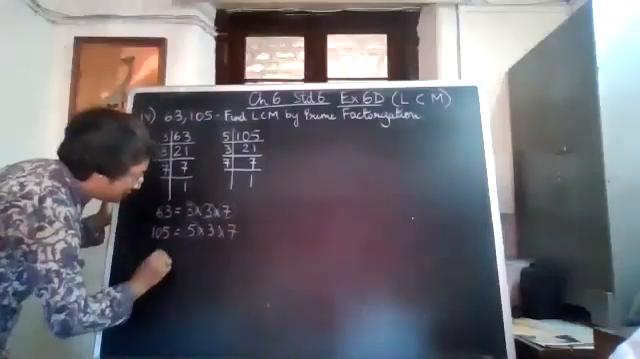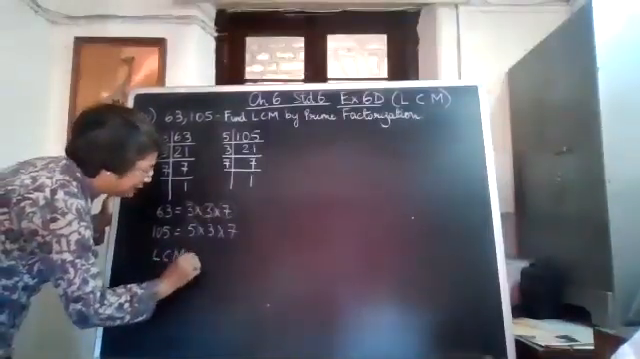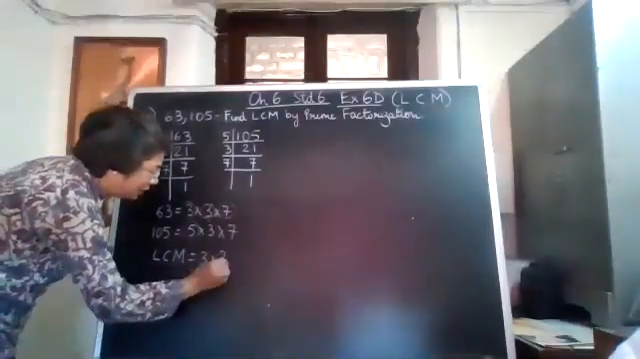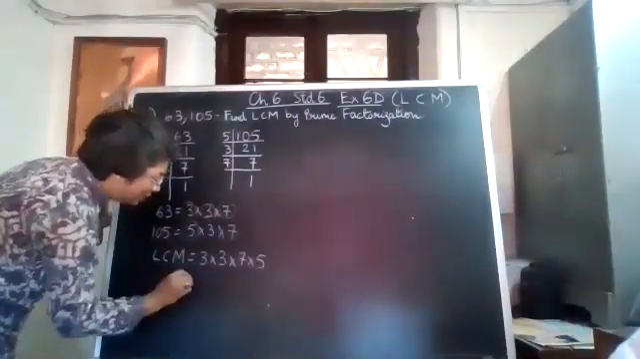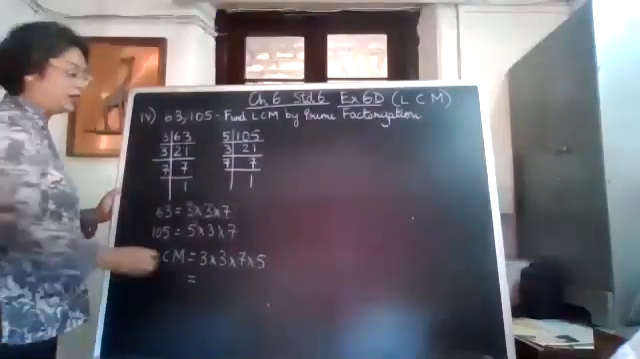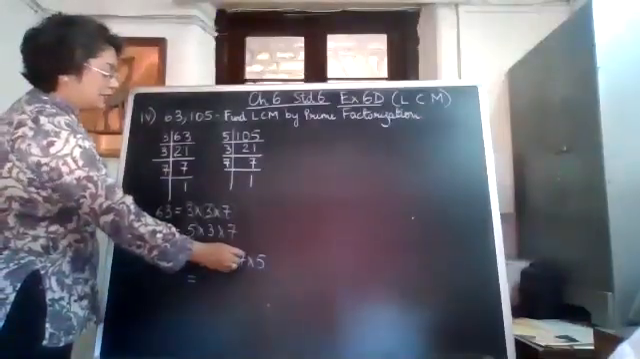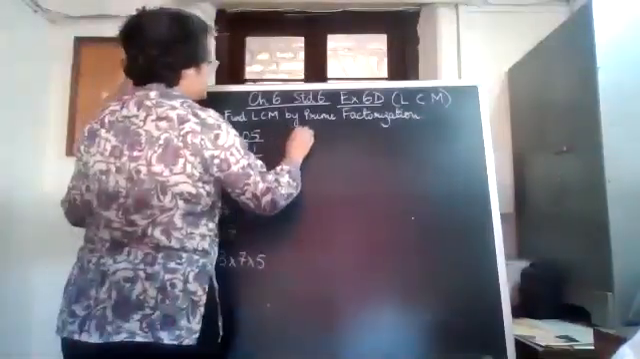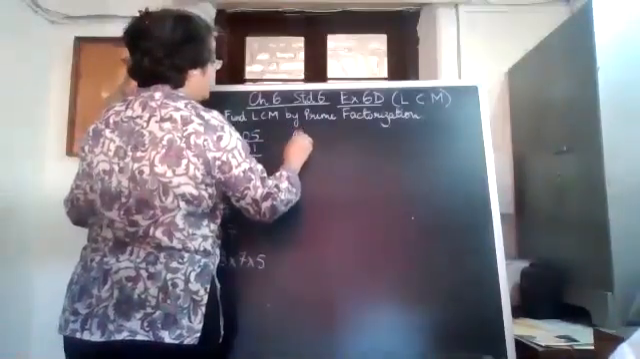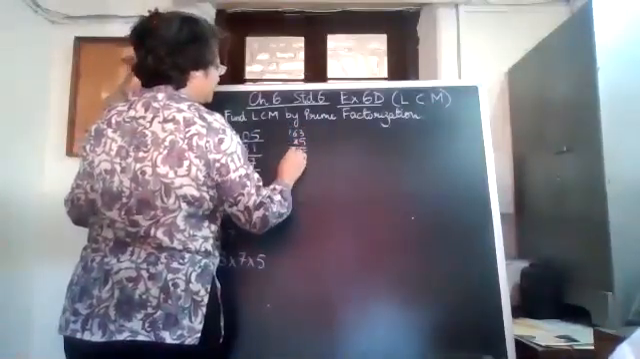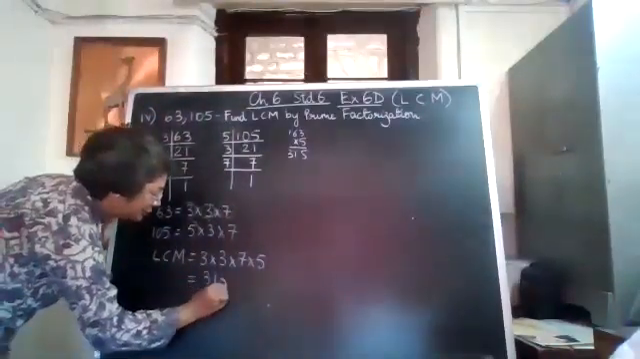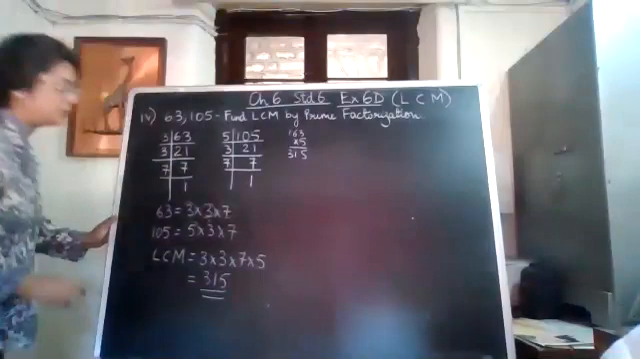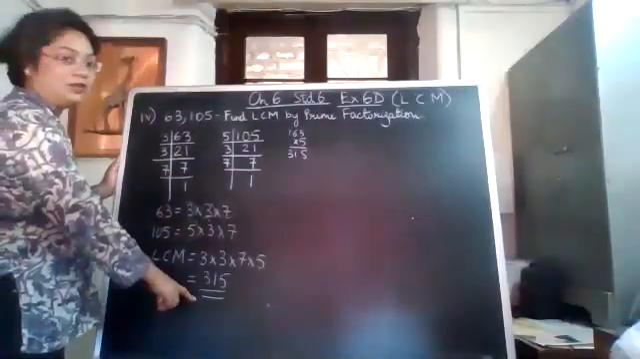So I will take all the circled numbers. Your LCM is equal to 3 multiplied by 3 multiplied by 7 multiplied by 5. 3 threes are 9, 7 nines are 63. 63 multiplied by 5. So your answer is 315.